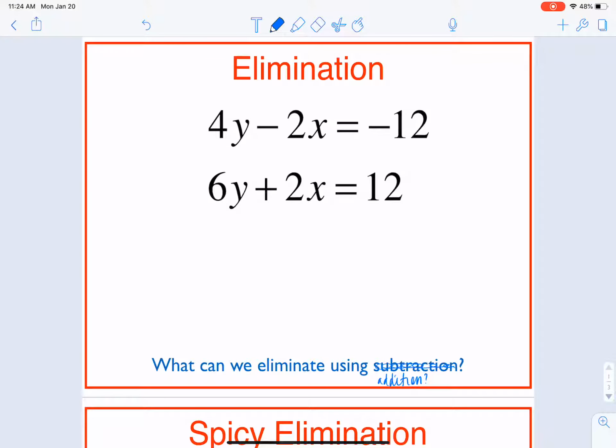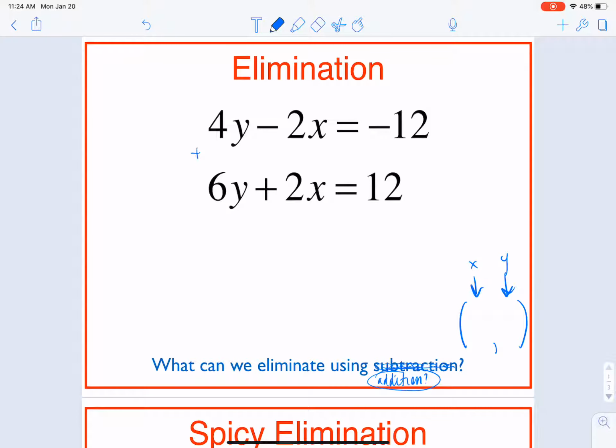So this is really similar to substitution in the way that we want to eliminate one of the variables so that we can solve for both of the variables. So in solving this, my overall goal is to still end up with a coordinate point with an x and a y coordinate. So solving using elimination, if you look at the bottom here, it says what can we eliminate, and we're going to focus on using addition.